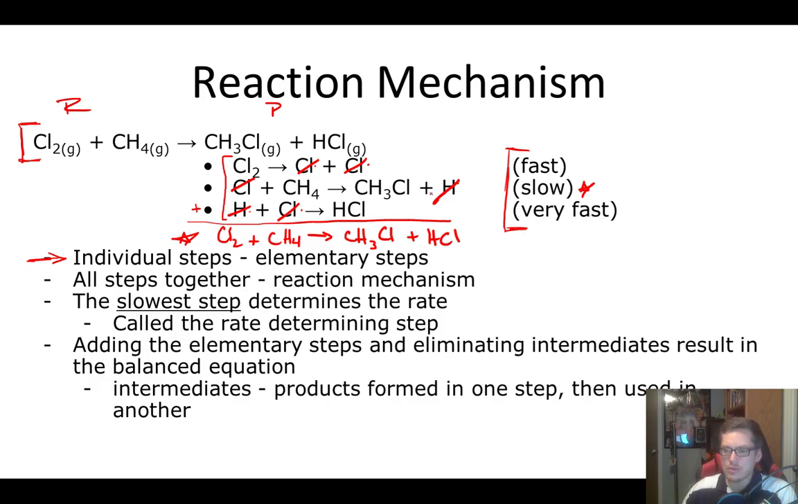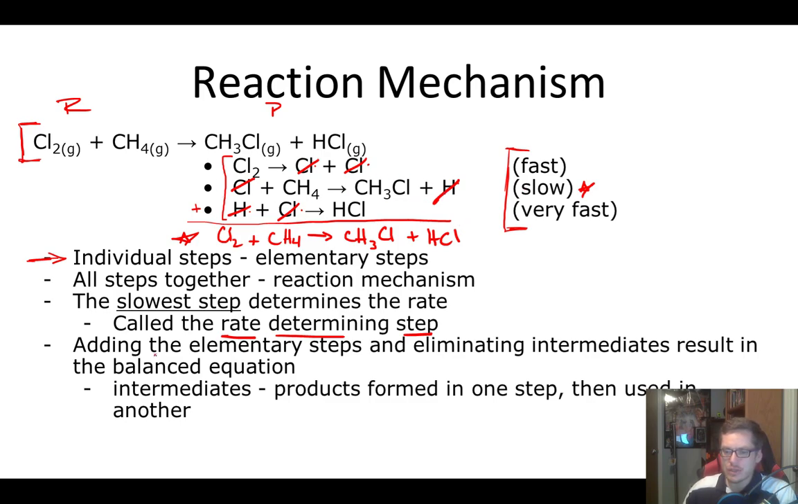All right, and this slowest step is called the rate determining step. It's the one that determines the rate. It's the one that really determines how fast we can go, and it usually has the highest activation energy. So the slow step is our rate determining step. It's the one that determines how fast we can go.